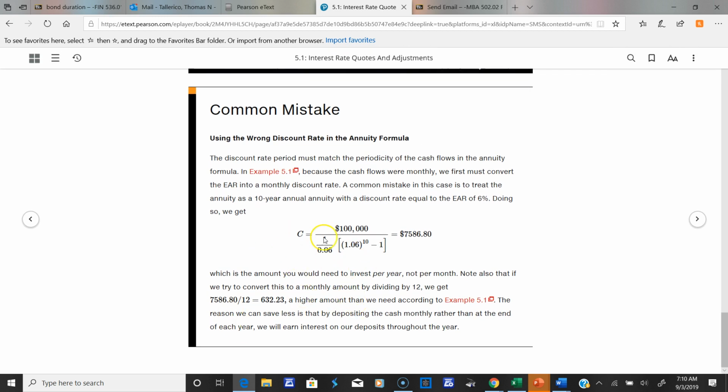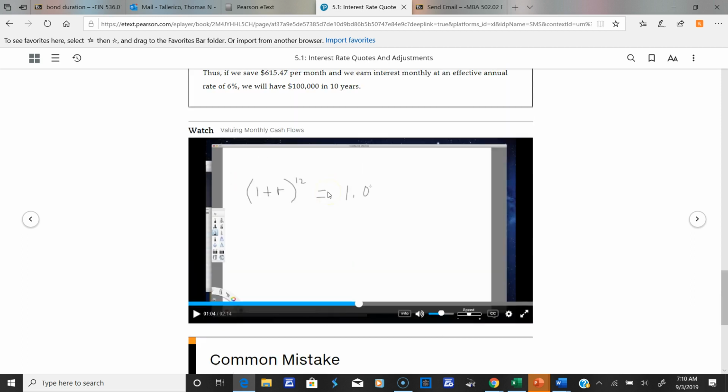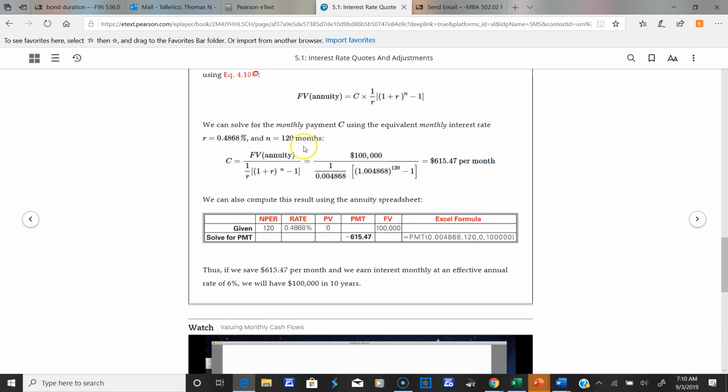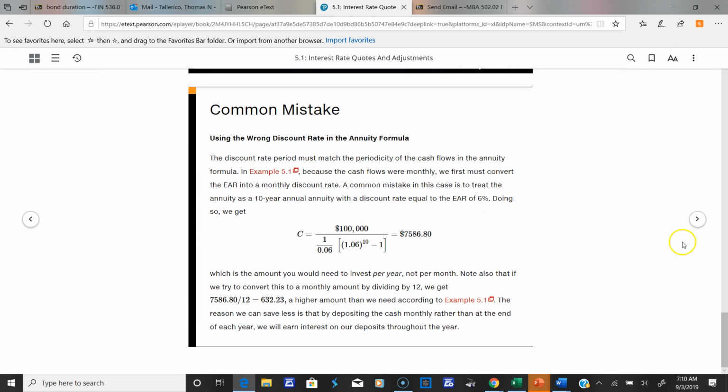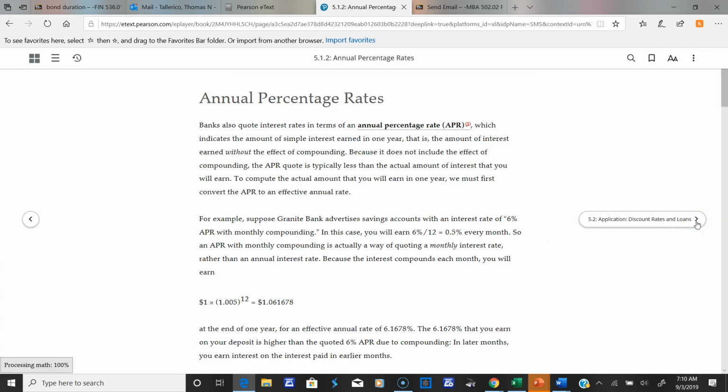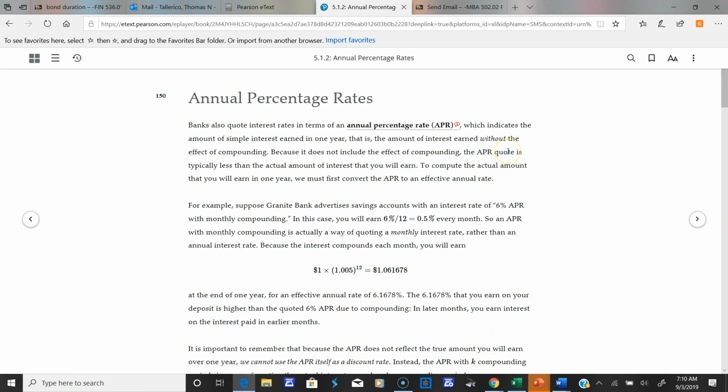So this is a good thing about trying to avoid mistakes. And they say here, you have to take the effective annual rate and convert that to a monthly discount rate, which is what we did here, right? Here's that monthly discount rate. And again, they do call it out as an EAR, okay? All right.